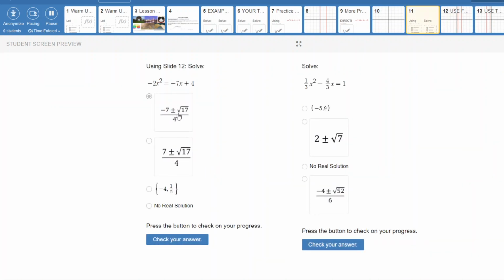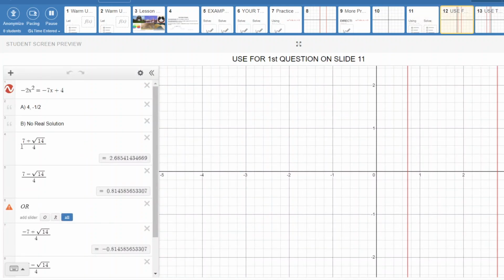Where it says plus or minus, it means one of the answers is with a plus, and one of them is with a subtract. Now, one of them is positive 7, and one of these is negative 7. So let me go back. I did the positive 7 first.